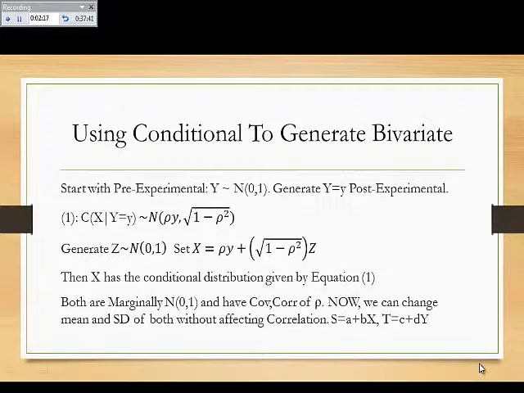Now the marginal distribution of x will be normal with mean 0 and variance 1. And the covariance between x and y, and the correlation between x and y, will be rho.